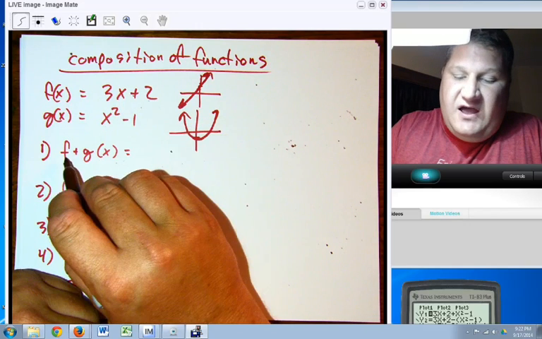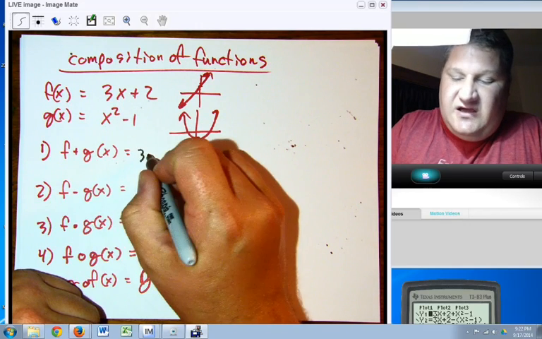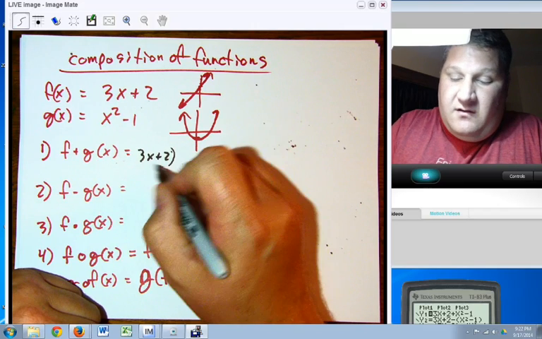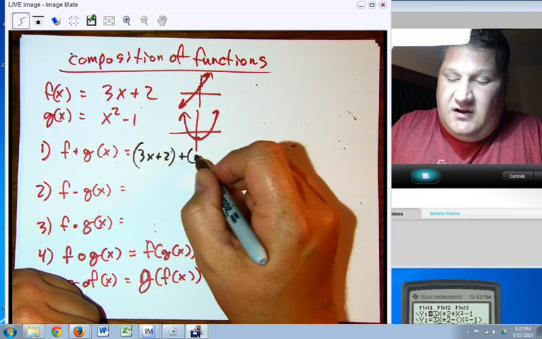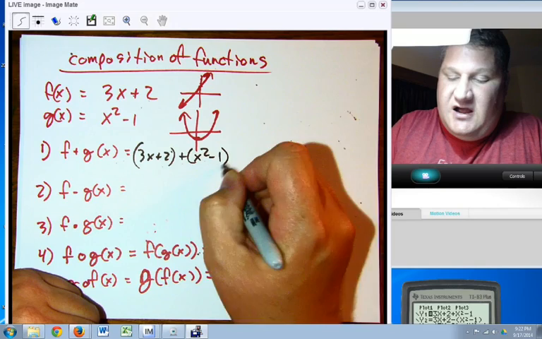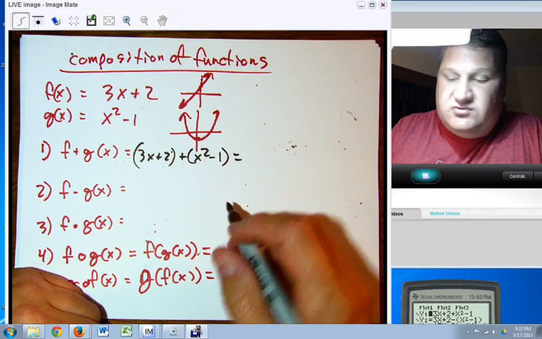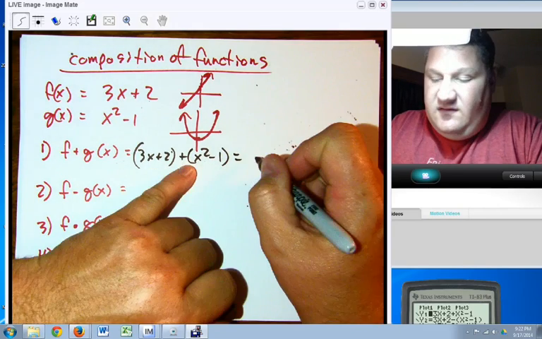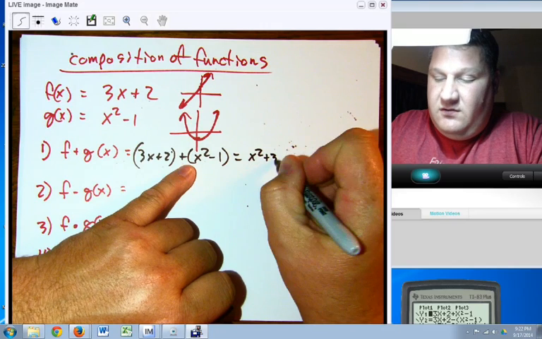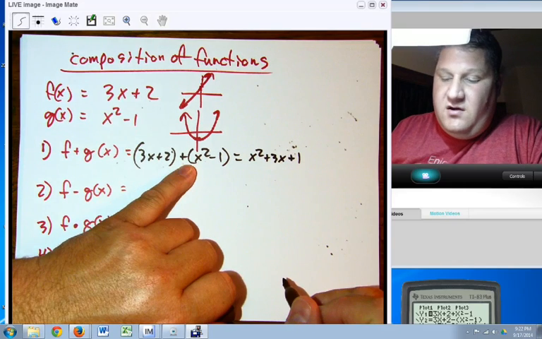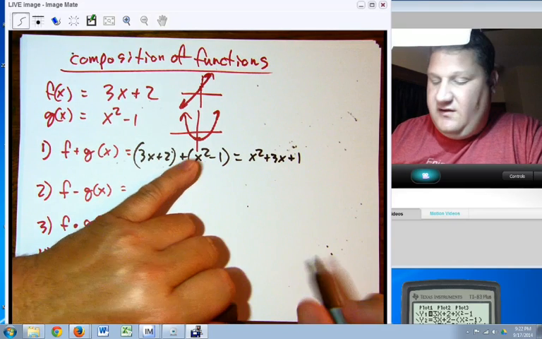For f plus g of x, all I'm going to do is take f of x, put a plus sign, and then put g of x. Now, you could, of course, and need to, simplify. In this case, you end up with x squared plus 3x plus 1. Okay, that's putting f of x plus g of x.